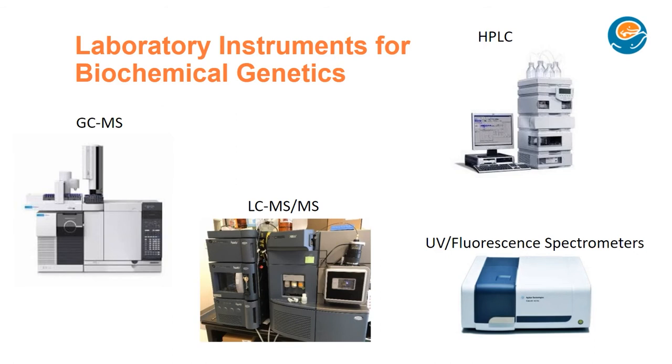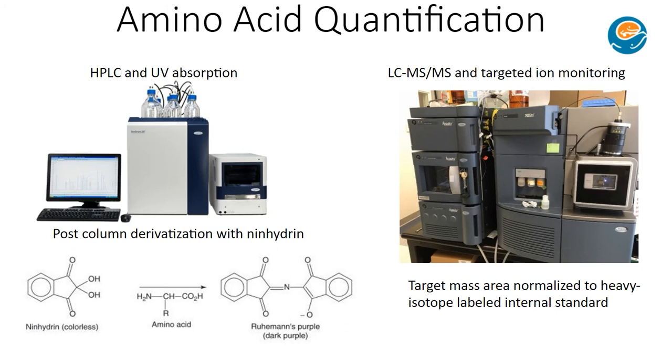A GC mass spectrometer, tandem mass spectrometers with a lot of liquid chromatography on the front end. I'm going to be spending most of today talking about our HPLC system for free amino acid quantification, but we also use UV and fluorescence spectrometers. Again, I mentioned enzyme activity is a big part of what we do, and those are the instruments that we use. So amino acids, this is kind of the relevant component for today.